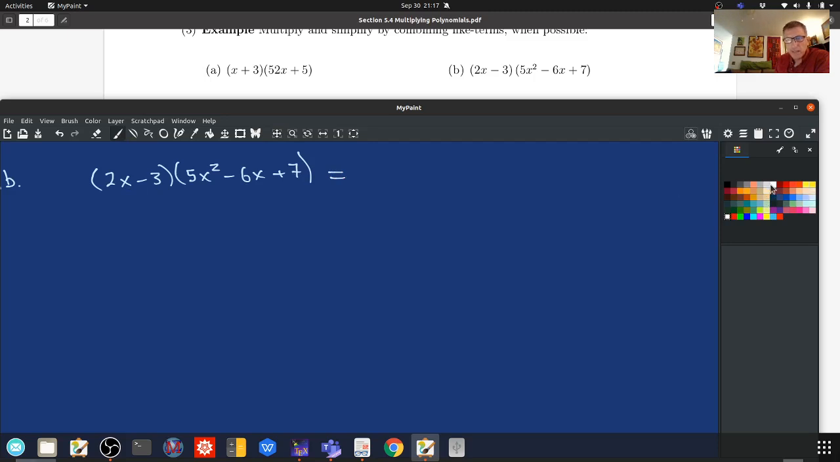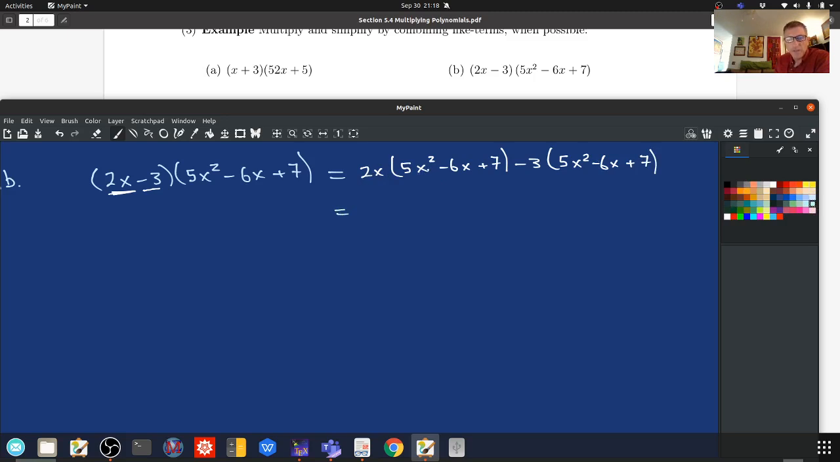So again, we take 2x, the first term, and we multiply it by all of the next factor enclosed in parentheses. Then I take the next term together with its sign, do the same thing, multiply the whole thing by 5x squared minus 6x plus 7. Now it's just a matter of easy distribution. Then we'll have to do simplification by collecting like terms.